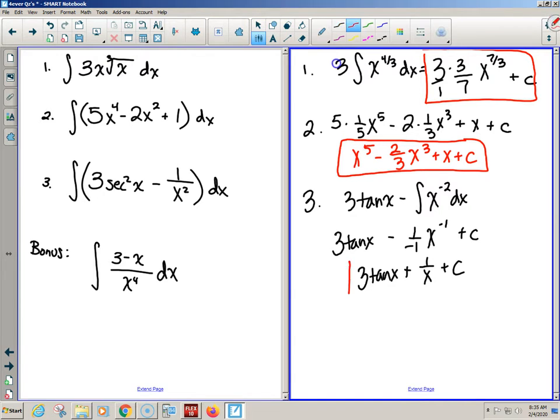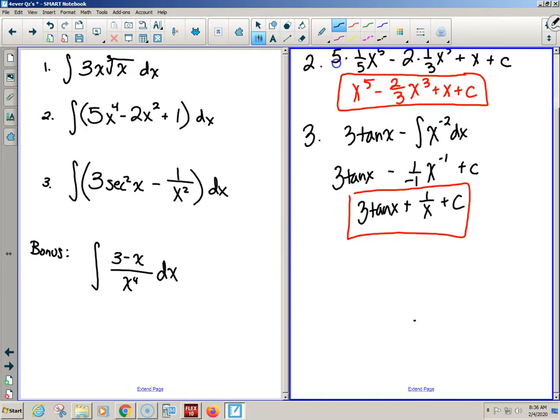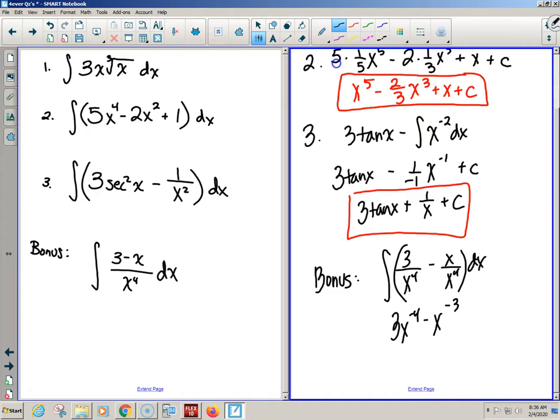The bonus. Ooh, I remember the hint. I don't know if it's multiple choice or the long answer. I don't think it's the bonus, at least not, I told you the bonus has trig in it. But for the bonus here, is there any quotient rule for integration? No. So how do we deal with division? We split it up. 3 over x to the 4th minus x over x to the 4th, which would be 3x to the negative 4 minus x to the negative 3 when I reduce.